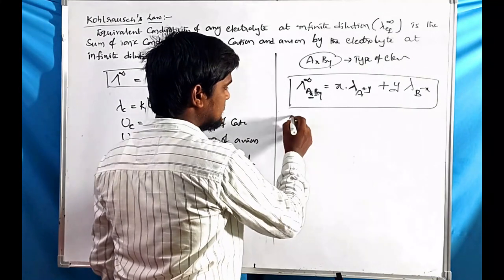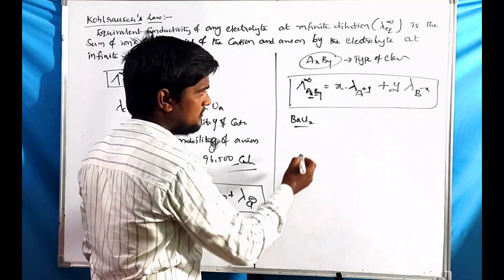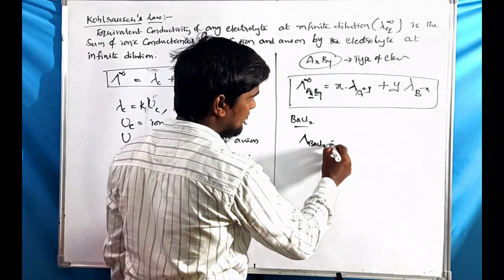Now let us take one more example. So now here the equivalent conductance of BaCl2 is equal to.